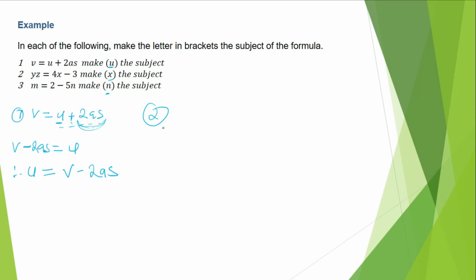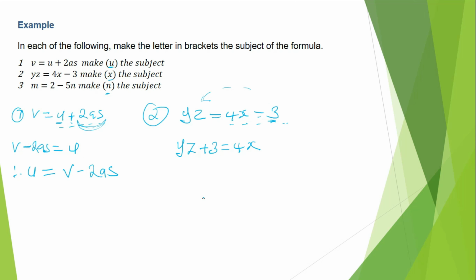Now we go to the next question. Very simple question. yz is equal to 4x minus 3, and we've been told to make x the subject. Again, you check this side. Do you have the variable x, or is it just here? If you check that this one doesn't have x, you have to take it to the other side. Because it's negative, it's going to be positive. So we're going to say yz, then this will be positive 3, is equal to 4x.